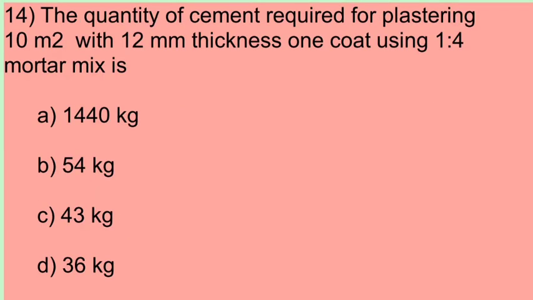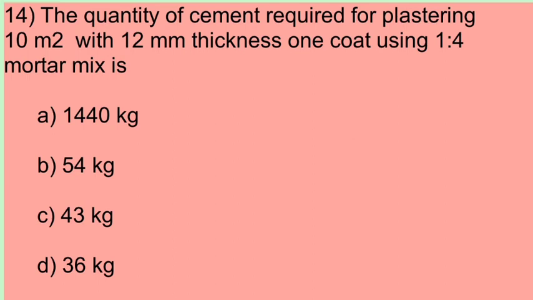14th question. The quantity of cement required for plastering 10 meter square and 12 mm thick one coat using 1:4 mortar mix is. We know that for 1 unit plastering, that is for 10 square meter plastering, the fine aggregate required is 0.15 meter cube. Mortar mix is 1:4. So 1 by 4 into 0.15 into 1440. What is 1440? It is unit weight of cement. It is 54 kilogram. Option B is the answer.